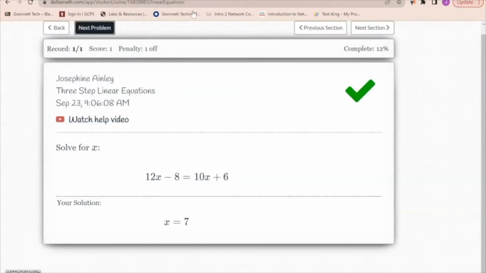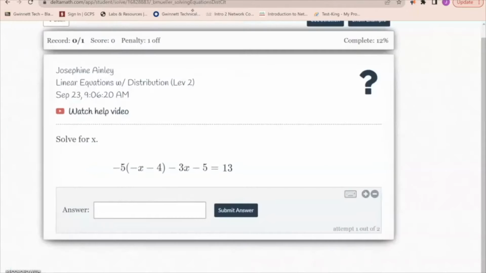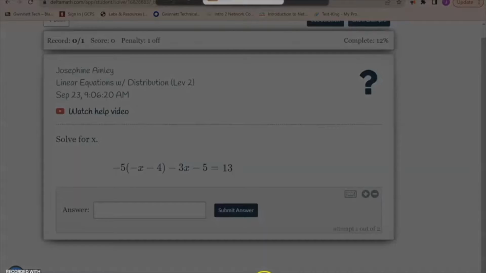So once again, if you didn't understand that explanation, click on this watch help video, and they have like 5 or 6 more examples. I'm going to go to the next problem. So I'm going to write that problem down, so in case I forget it, I can use it on my test. So I click on the next problem, and I repeat the process.